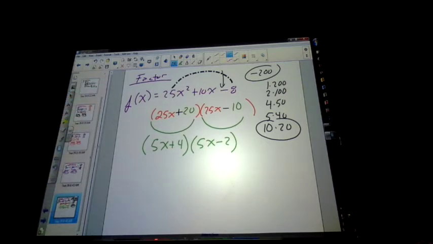Am I done with this problem? Yes. Why? It said factor, and it's also equal to not what? It's not equal to 0. So it's not equal to 0. You're just factoring it, and you're done. Okay? So this worksheet coming out to you guys.